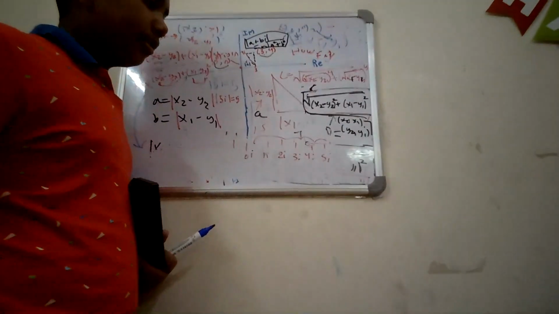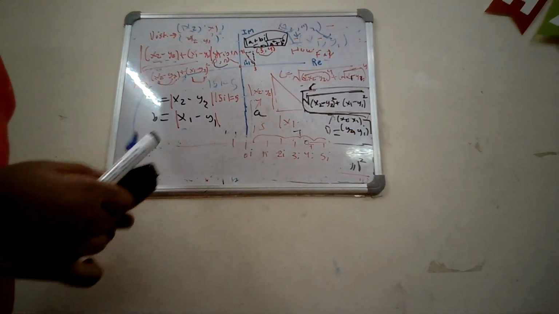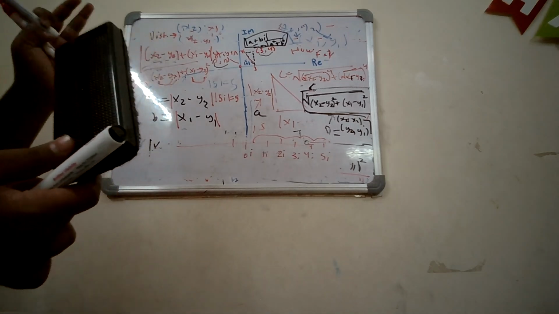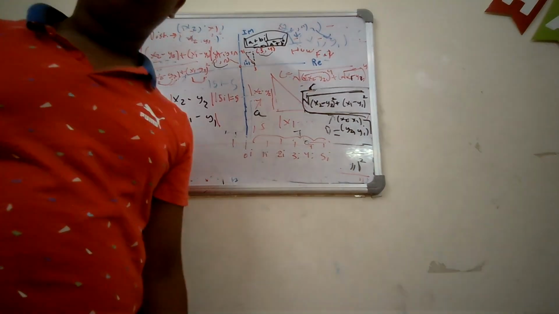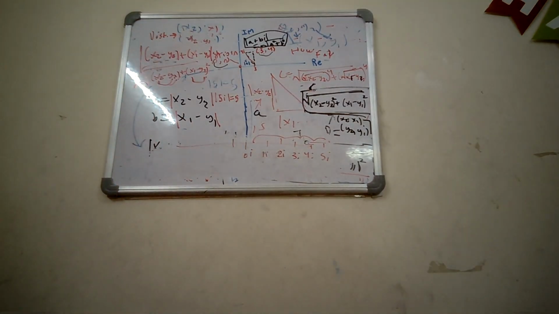The beauty of math. Right? So yeah, this is how to find the absolute value. I think I don't have time for polar form. I'll do polar form in the next video.